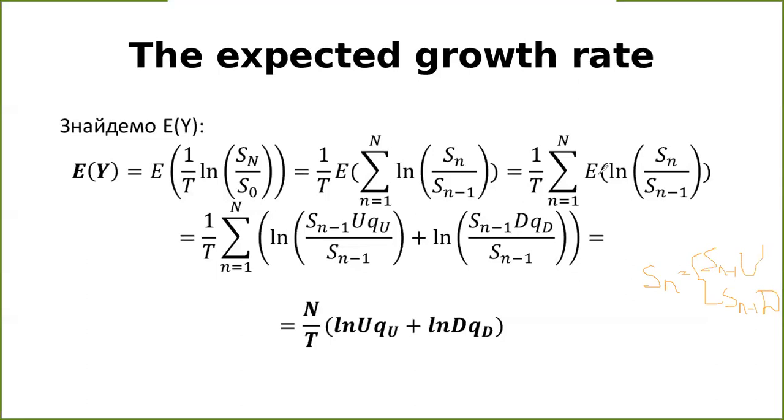So if we find the mathematical expectation, there are two cases and two probabilities, and we replace this with Sn minus 1 multiplied by U and Sn minus 1 multiplied by D, and we have only ln u multiplied by Qu, and in the down scenario we have only ln d multiplied by Qd.